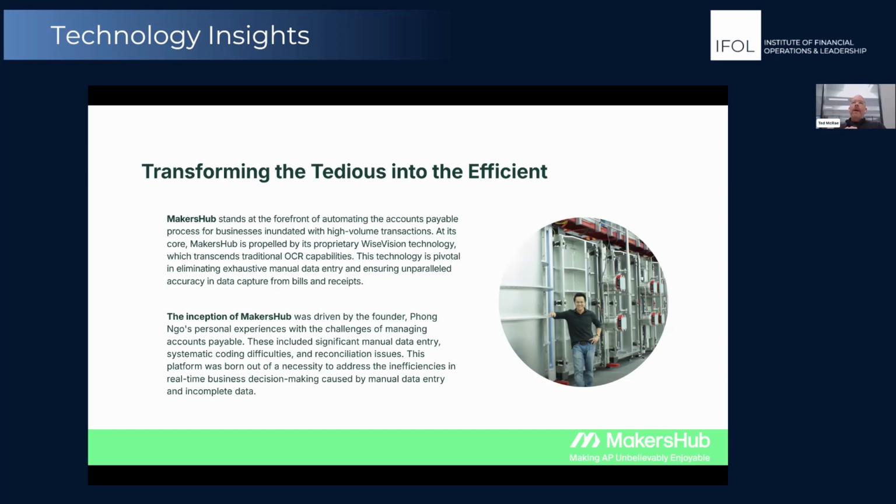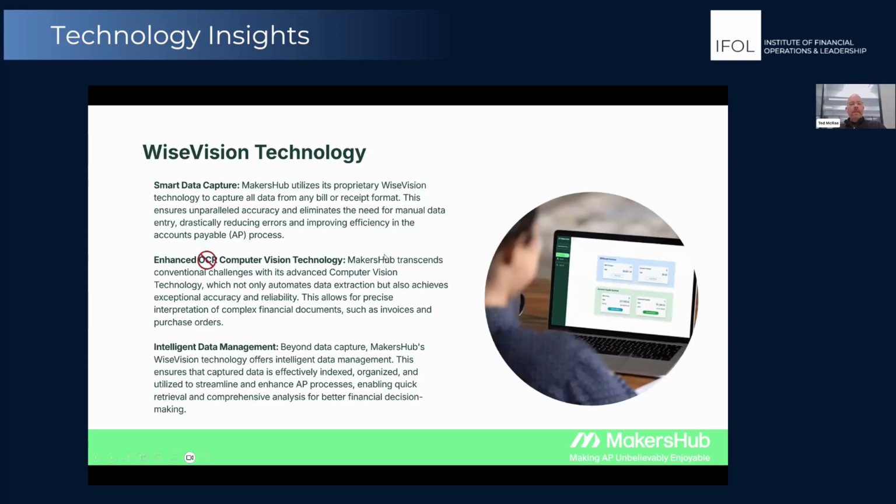But what he soon found out is there was not really a product out there that could do that efficiently and accurately, because the OCR products that are used in most of these AP products are all the same four back end products, and they're not just used for AP. So what did Fong do? He went out, being the engineer that he is, and he created his own. And we call that Wise Vision technology.